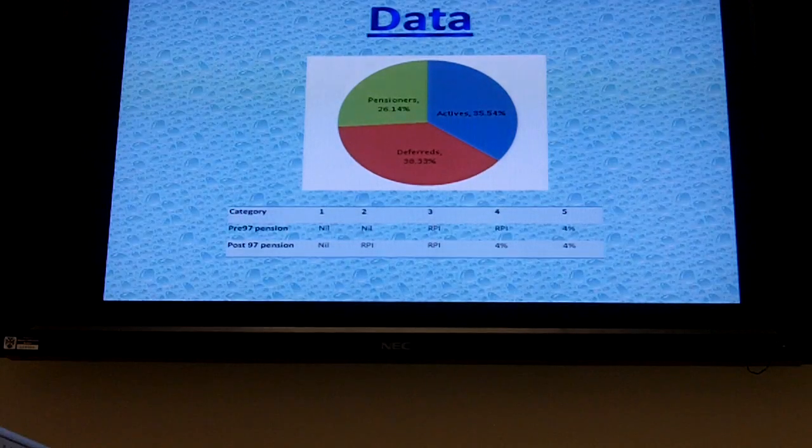The data we have provided consists of 968 members. The pie chart here shows the three types of members: active, deferred and pensioners. Members are divided into these categories in the following proportion: pensioners 26.14%, actives 35.54%, and the largest being deferred just over 38%. As you can see, there were 5 subcategories within these categories which relate to pension increase associated with that member.